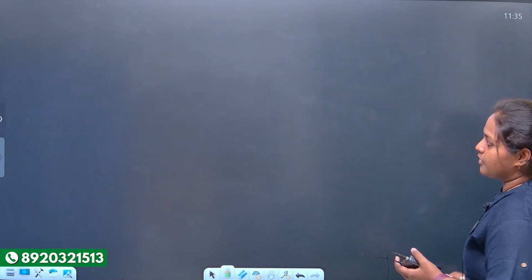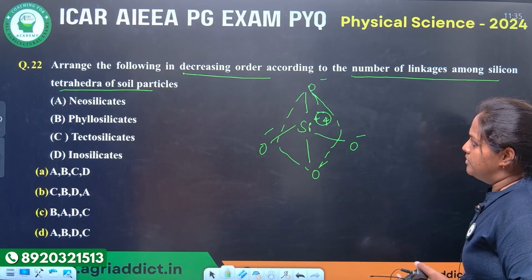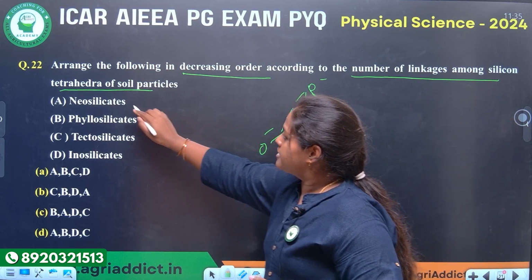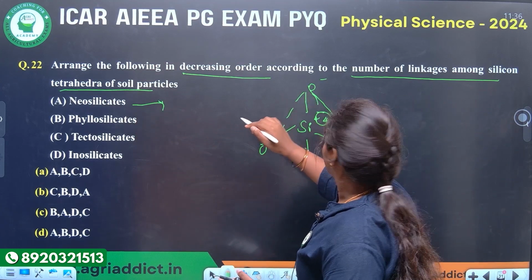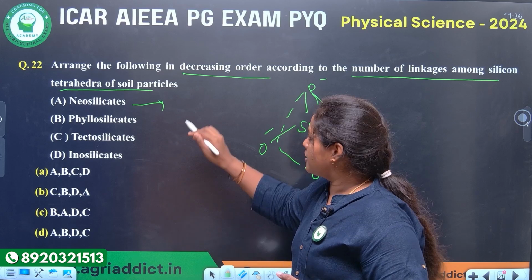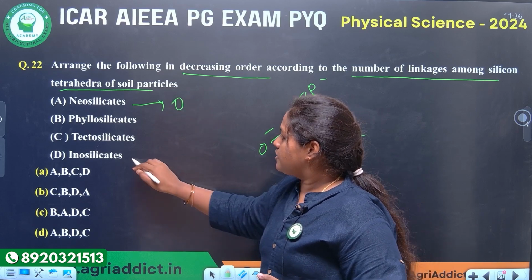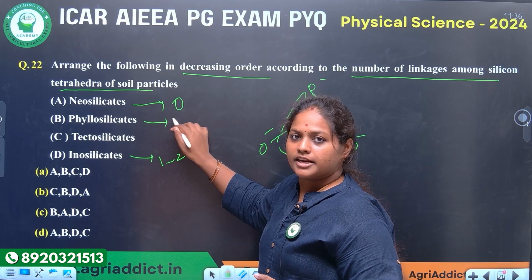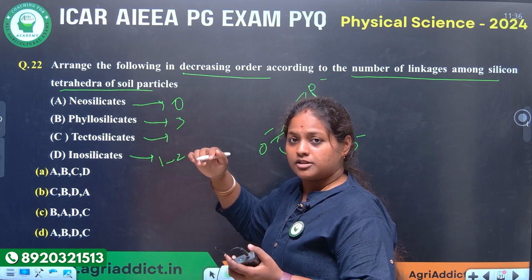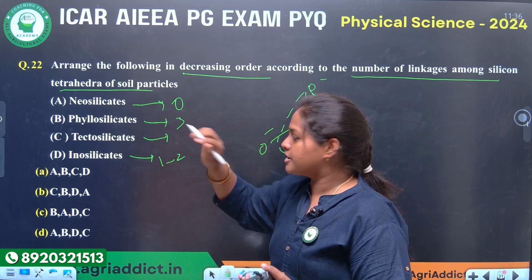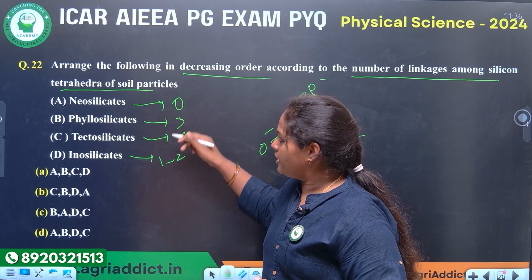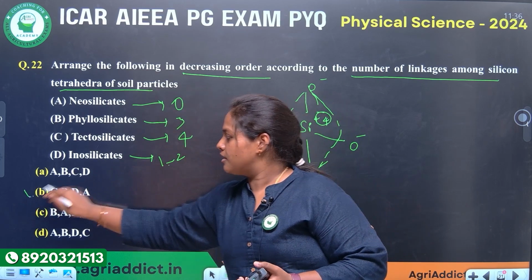So, if you see the question here, they are asking for decreasing order. In nesosilicates, what is the linkage? 0, because they are isolated. In case of inosilicates, it is 1 or 2. Phyllosilicates, 3. Tectosilicates, all 4 oxygens of the tetrahedra are shared. So, 4. What is the decreasing order now? C, B, D, A. Option B.